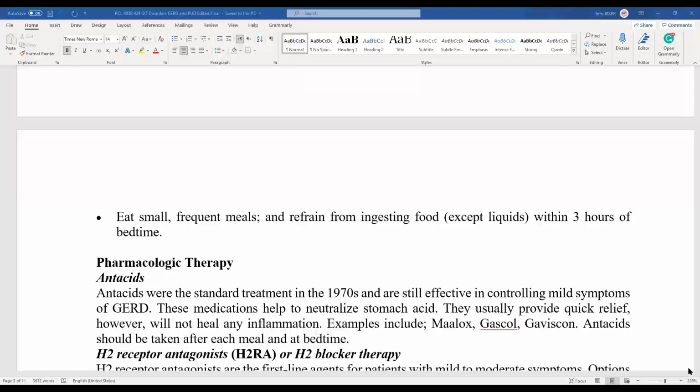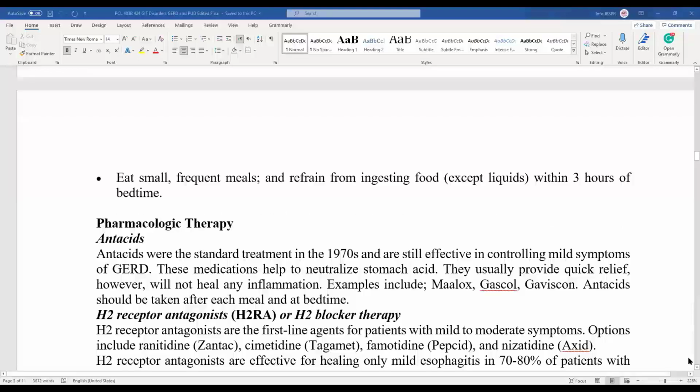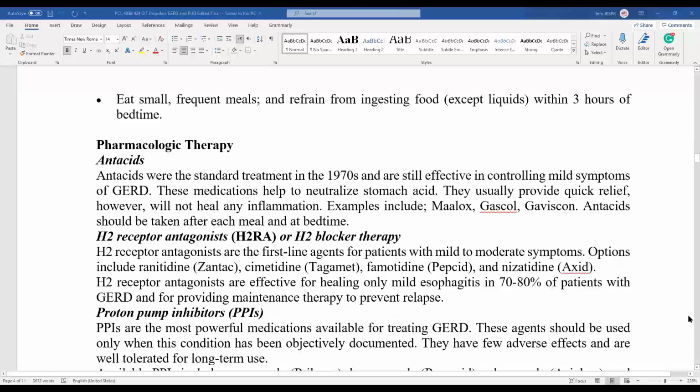So pharmacologic treatments, we have the antacid. Who can give me an example of antacid? This man, Gascol. And usually this antacid should be taken after meals and at bedtime. Then you can also advise our patient to take H2 receptor antagonist or H2 blocker therapy. And these are on the board. Open book question.